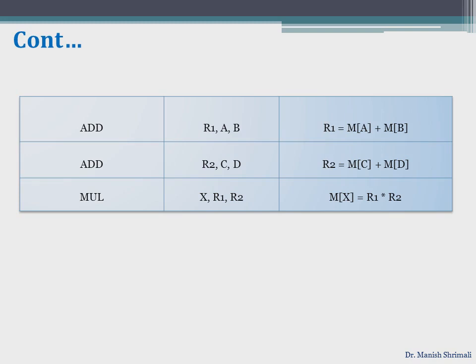The first instruction is add, followed by R1, comma, A, comma, B, in which we are adding the contents of A and B, and the result is being stored in R1, followed by again the add instruction, in which we are adding the contents of C and the contents of D, and the result is being stored in the register R2. And finally we have the multiply operation, and R1 is multiplied by R2, and the result is being stored in the memory location X. So this is all about the instruction format.